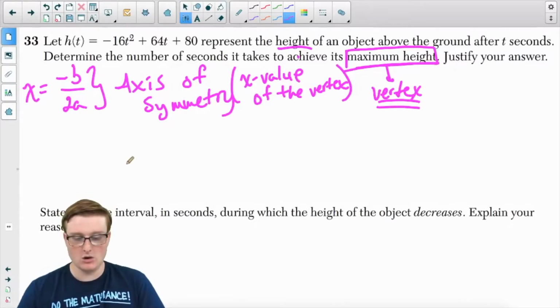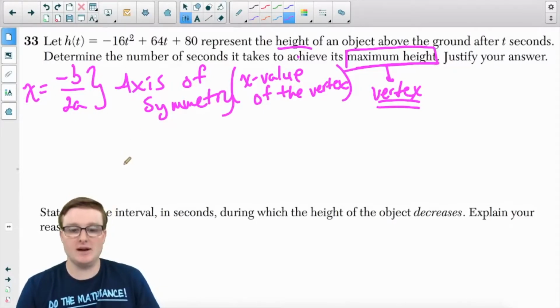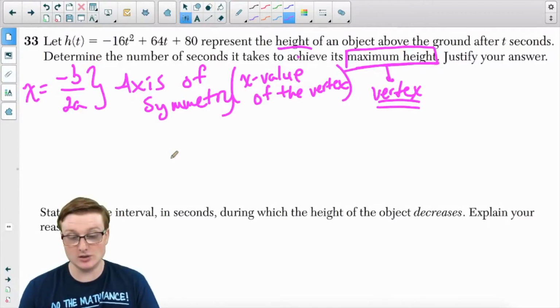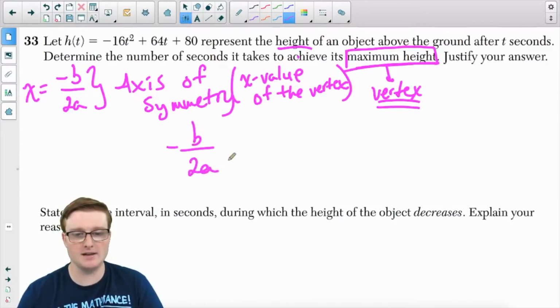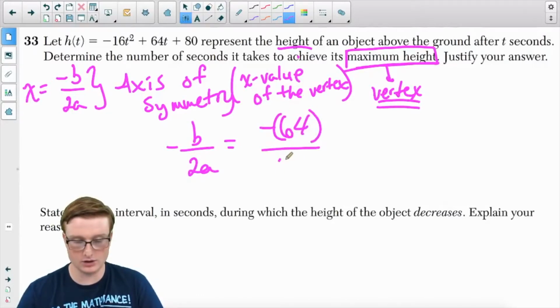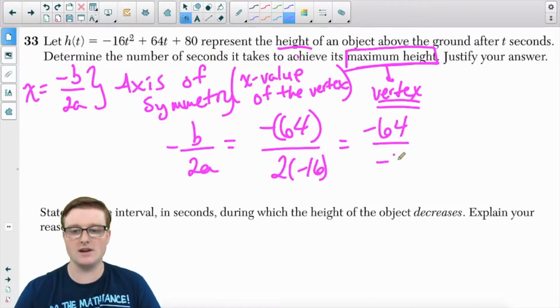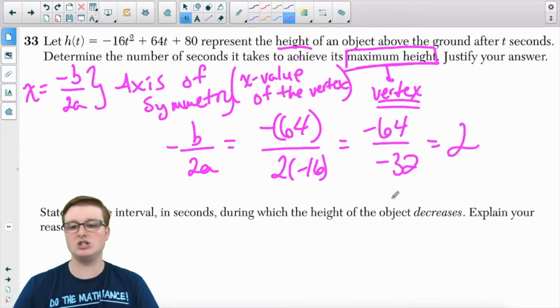So, I'm just going to read you my answer key. H of t achieves its maximum height at its vertex. Use the axis of symmetry formula, negative b over 2a, to find this x value. Great. So negative b over 2a, that's going to be negative 64 all over 2 times negative 16. That's going to be negative 64 over negative 32. That's going to be 2.